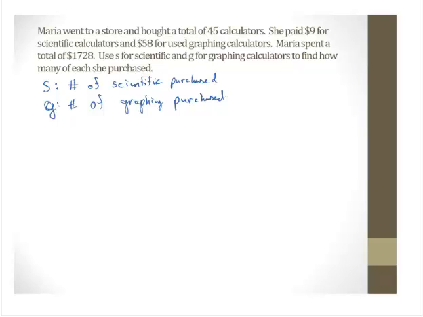So now what we're going to do is try and set up a system of equations that I can use to solve this problem. Bought a total of 45 calculators. Well, as far as we know, there's only two different types of calculators that she bought, scientific and graphing. We don't know the specific numbers, but we know the total is 45, so the number of scientific plus the number of graphing must have been 45.